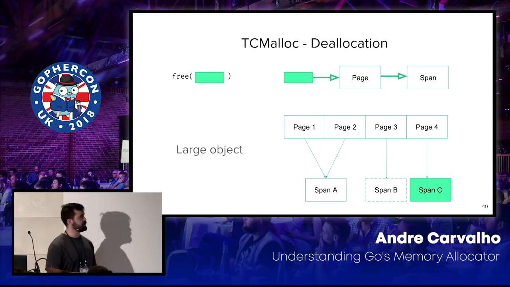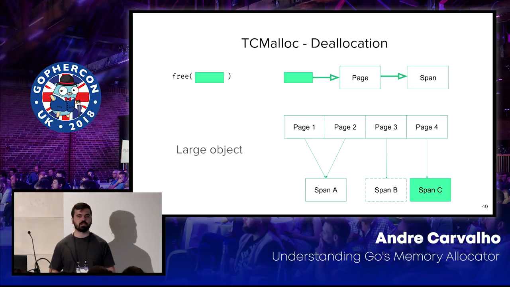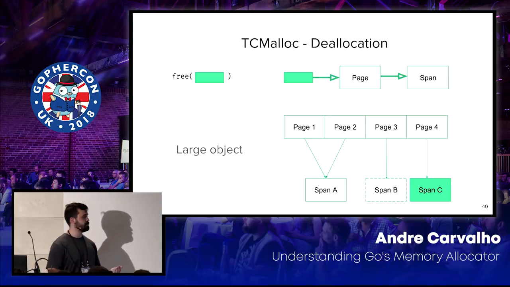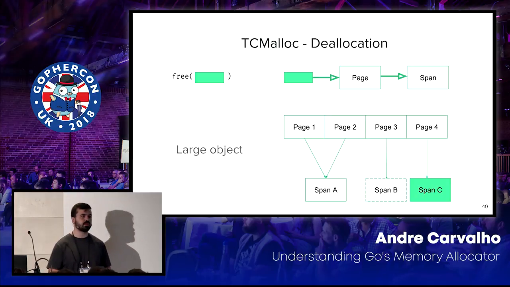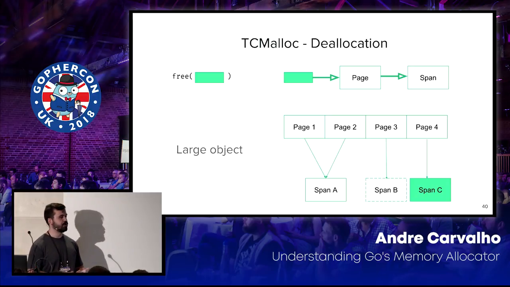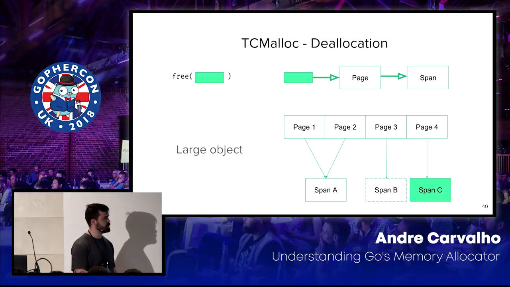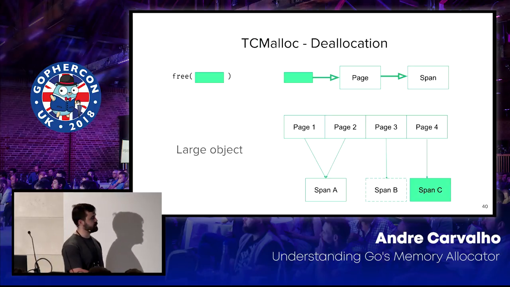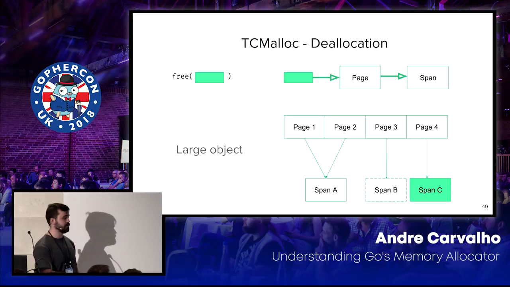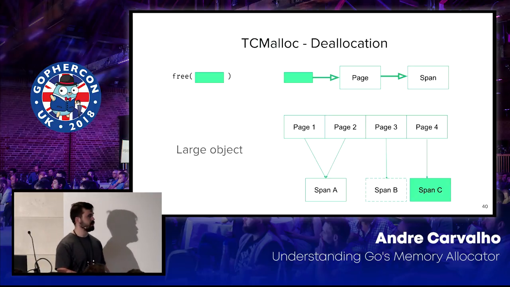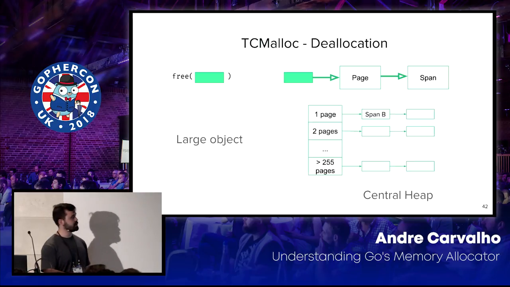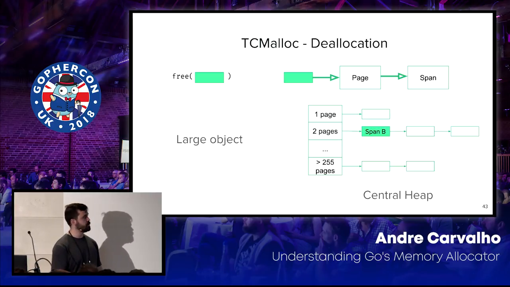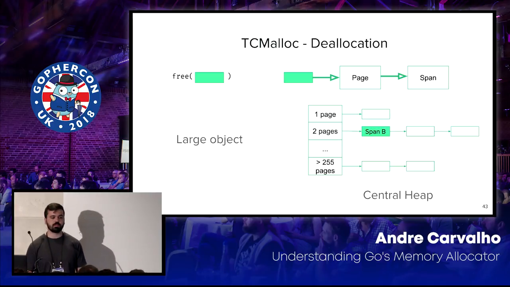But if the span was actually used for a large allocation, we are going to have to check the pages that are near the span page to see if that page is also free. So for instance, if we are deallocating span C, we are going to check page 3 to see if span B is also free. And if it's the case, we are going to merge both spans into a single 2-page span. And then we can simply add the new span into the 2-page free list of the central heap.